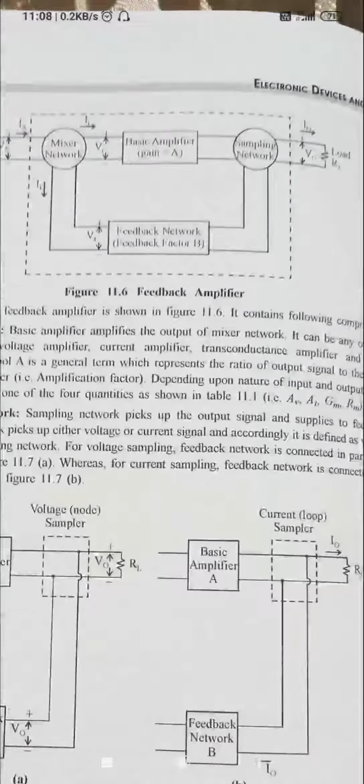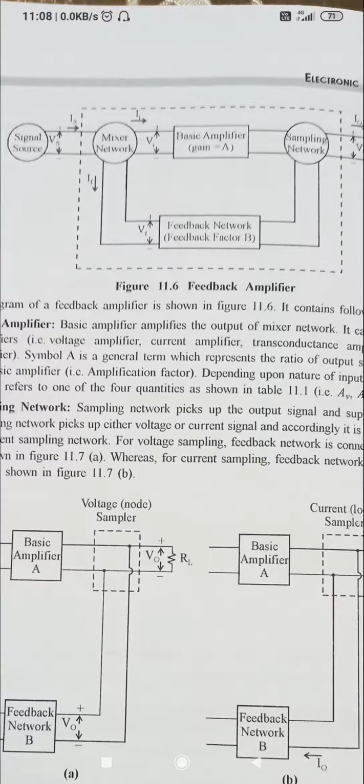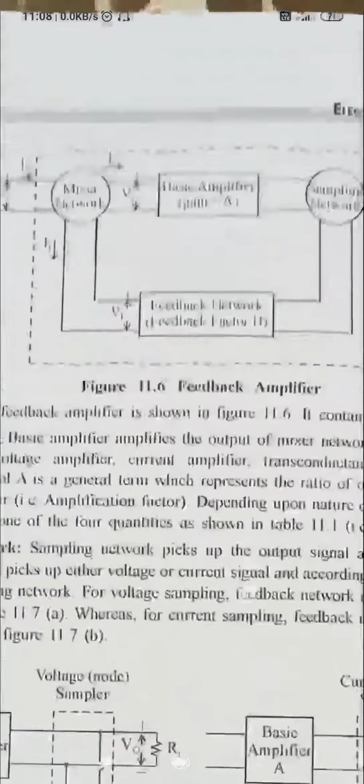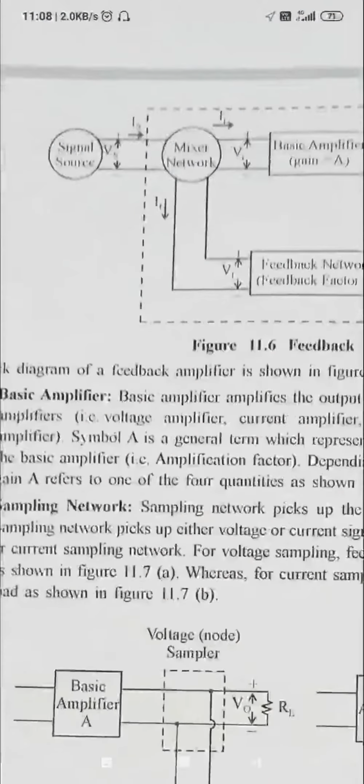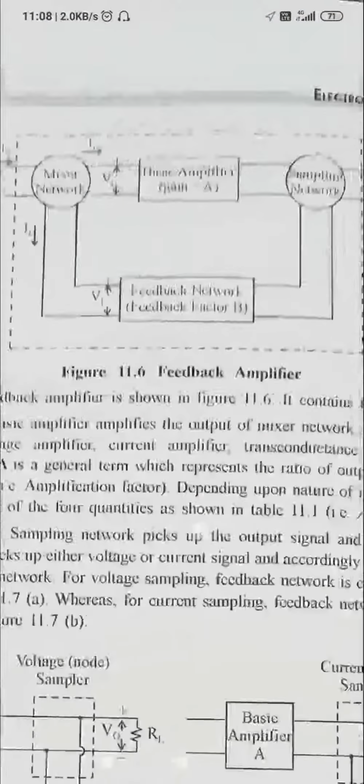Next is how we can sample or mix the signal with respect to our input source and load. The diagram shows the signal source, mixer network, sampling network, and feedback network. Here sampling means taking a fraction of the output, and via the feedback network we provide it to the mixer network with the signal source. That is basically the concept.